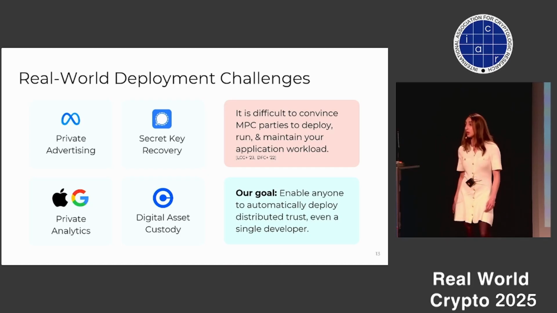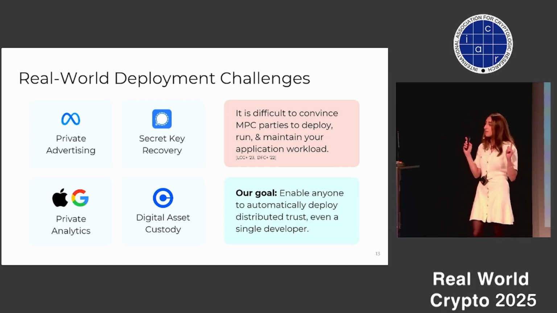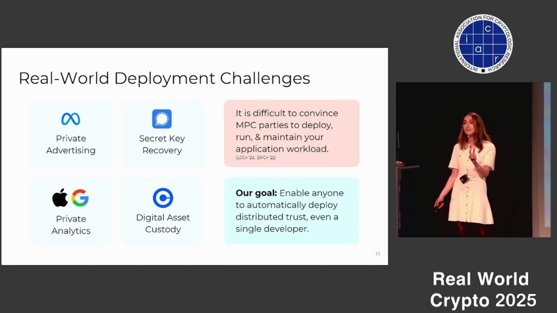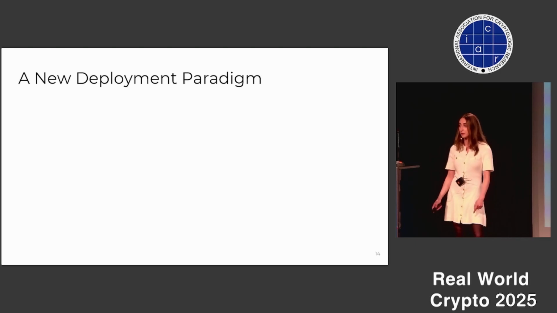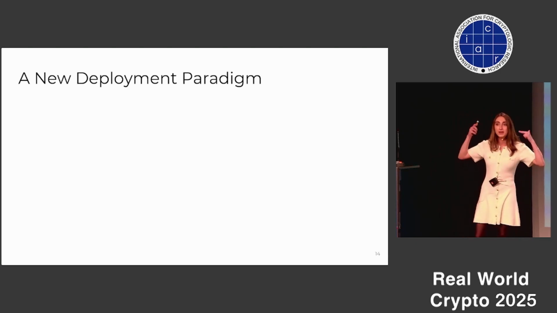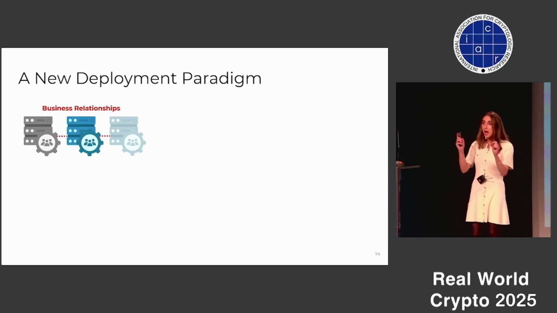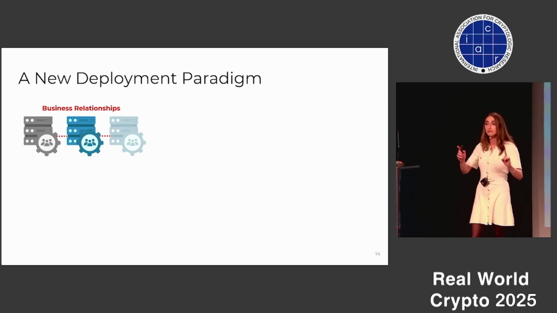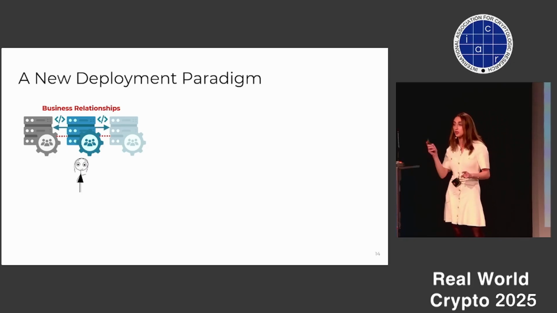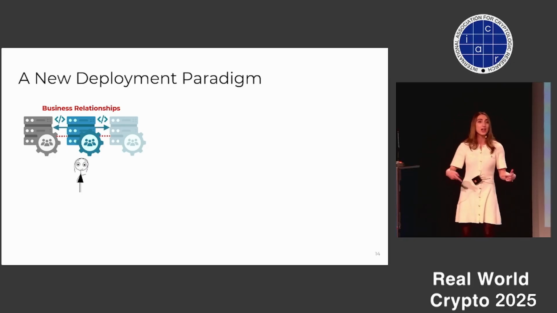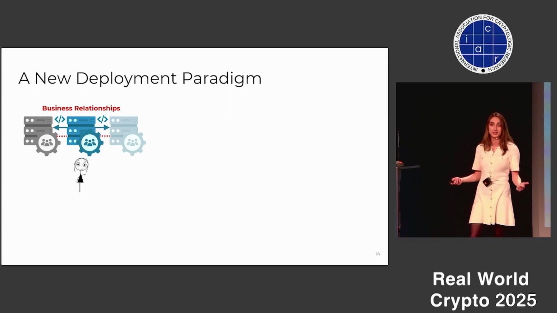And so our goal in this work is to enable anyone to automatically deploy distributed trust, even just a single developer. And so the key insight of our work is to fundamentally rethink how we think about distributed trust deployment. Because in the traditional model, it's the application provider's job to find the parties, form the business relationships, deploy the code, and then the user, Alice, is going to interact with the parties.